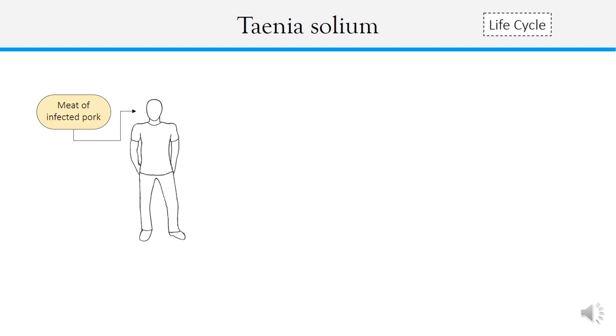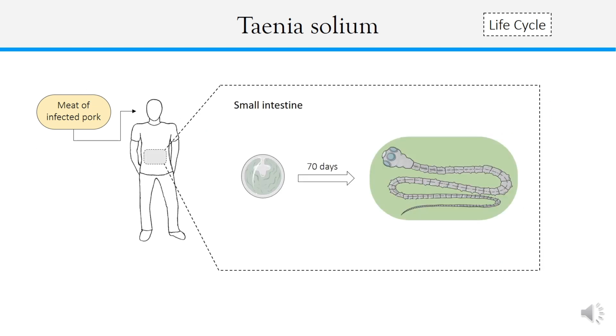So, when a person eats pork meat infected with cysticercus of Taenia solium, inside the small intestine of the human, the cysticercus will be transformed into an adult worm. This takes approximately 70 days, and this parasite may live for a remarkably long time. If it is not treated appropriately, Taenia solium may live inside the intestine of the person, leading to the suffering of this person for 25 years or even more.